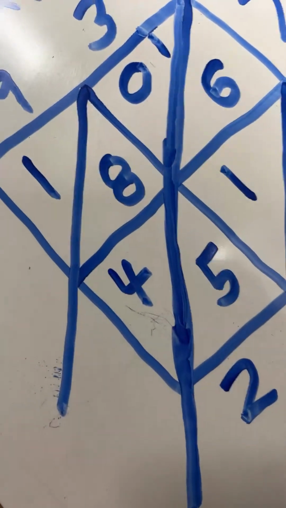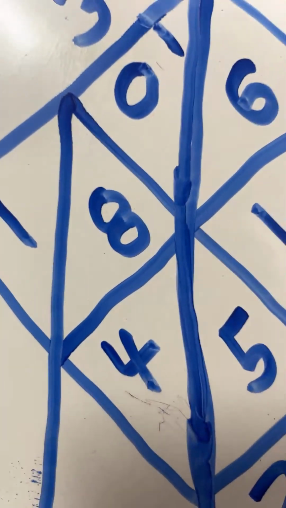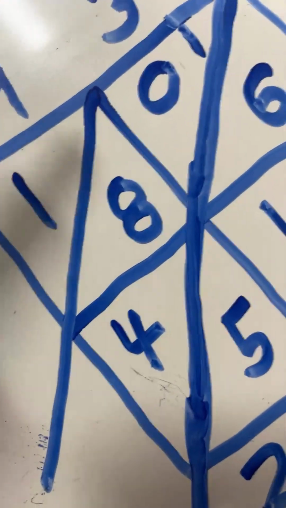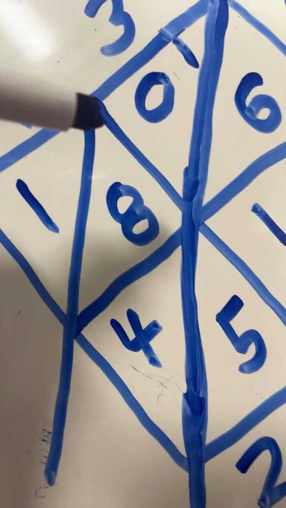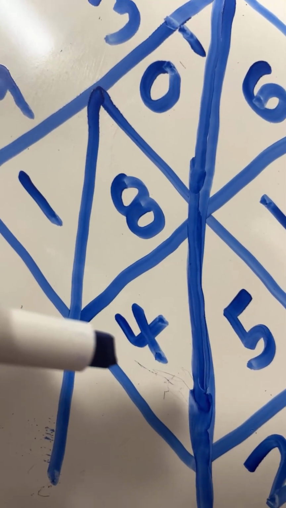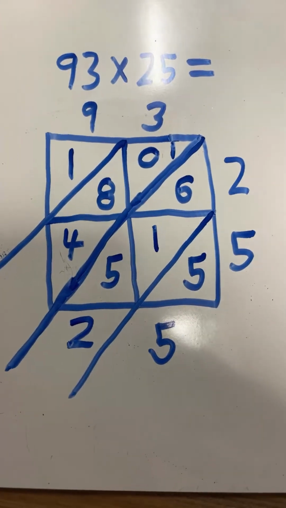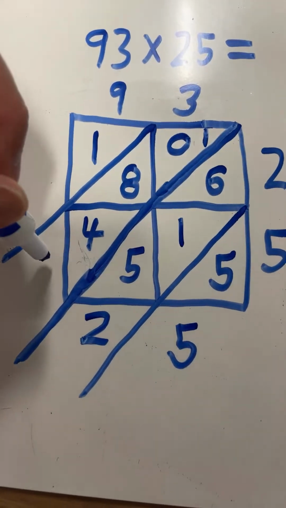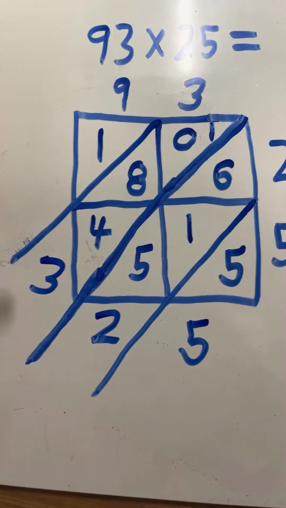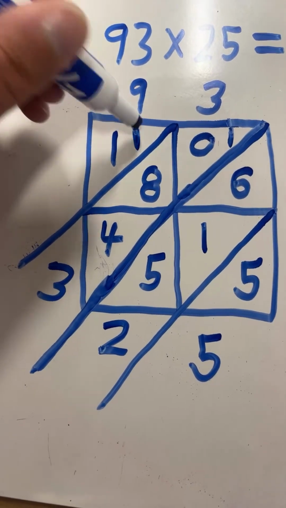Next, we have to add the numbers that go in between these two diagonal lines here. Zooming in so everybody can see here. All right, 1 plus 0 equals 1, plus 8 equals 9, plus 4 equals 13. Again, we need to regroup. The 3 in 13 goes in the hundreds place. The 1 gets carried over to the thousands place.